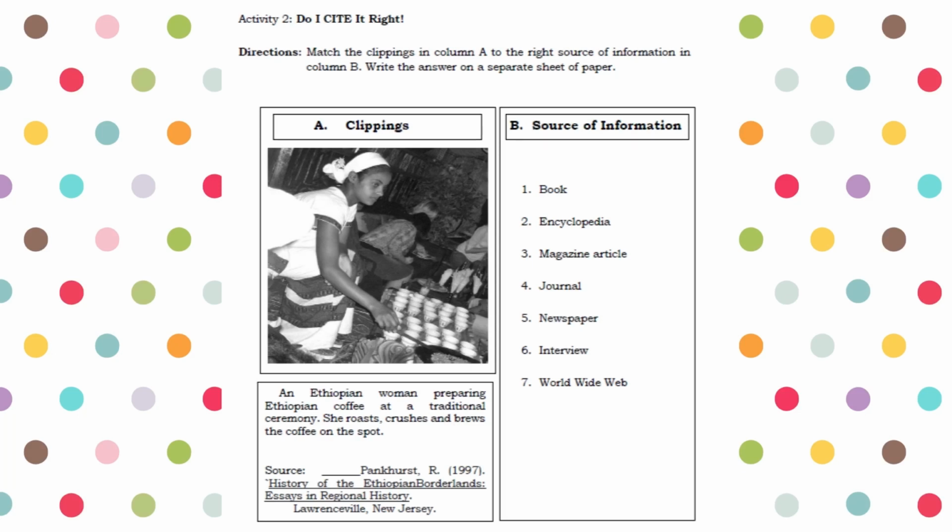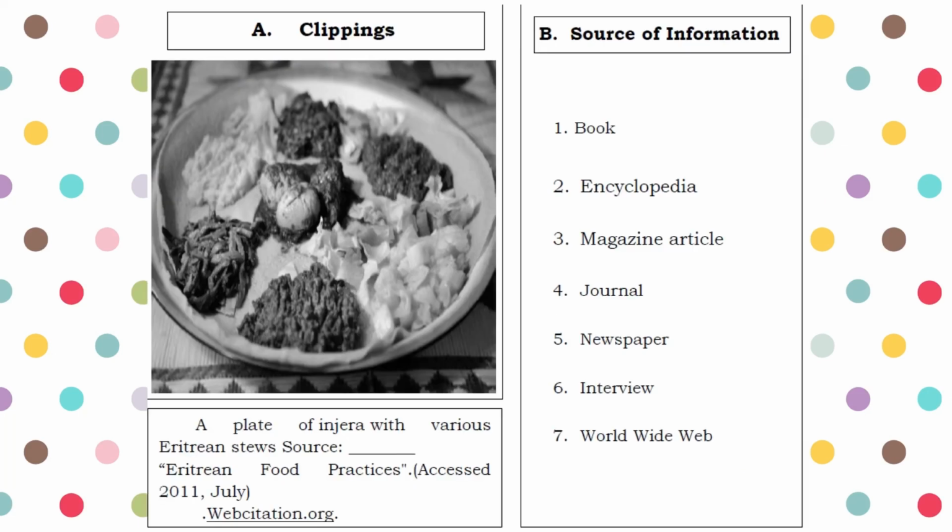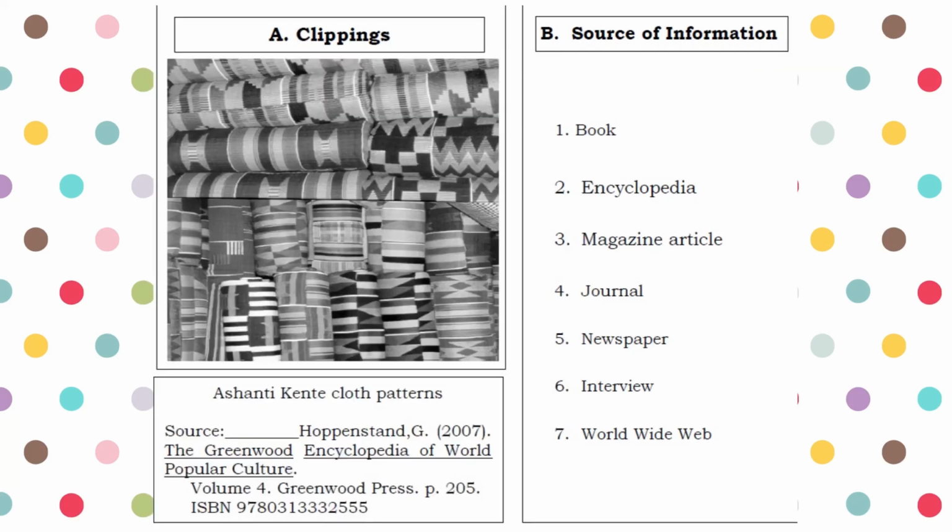The source is Anchors R. 1997. History of the Ethiopian Borderlands. Essays in Regional History. Lawrenceville, New Jersey. Number 2. A plate of injera with various Eritrean stews. Source: Eritrean Food Practices. Accessed 2011 July. Webcitation.org.